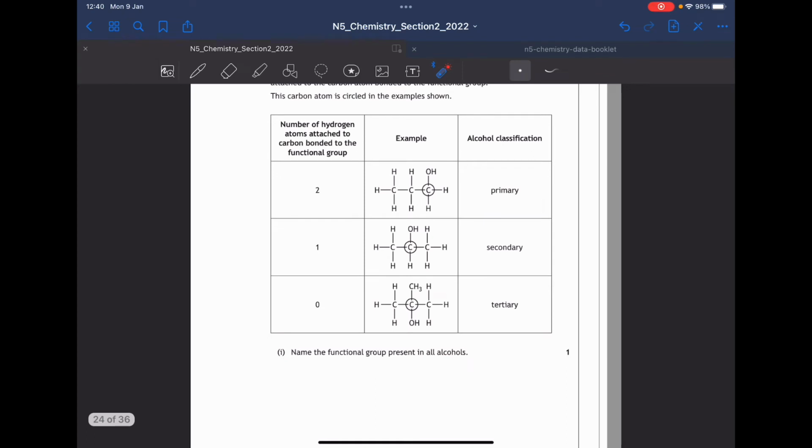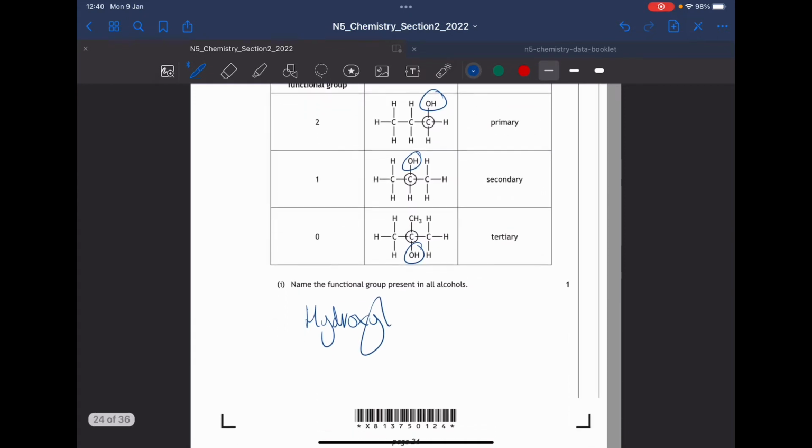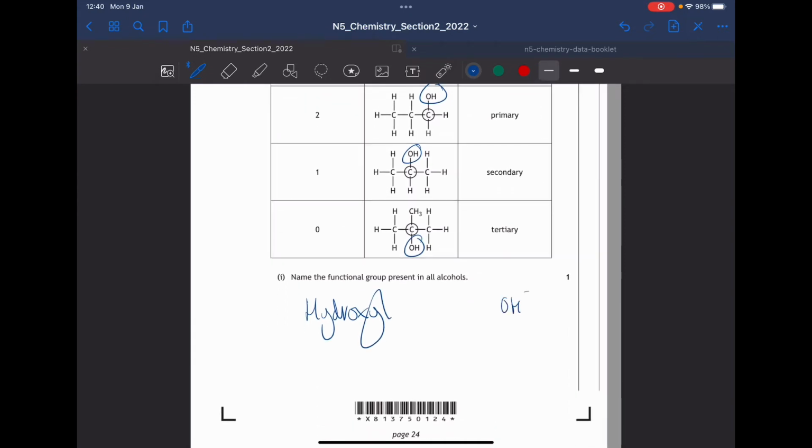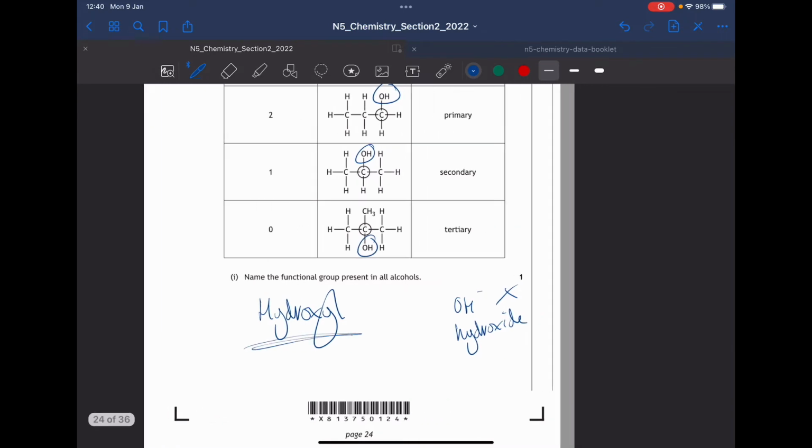But the first question is asking to name the functional group present in all alcohols. So this is the functional group here, the OH group. Hopefully you remember that's called a hydroxyl. Okay, not hydroxide, that's the ion that's in acids and alkalis. So don't get those confused. Okay, it's a hydroxyl, not a hydroxide.